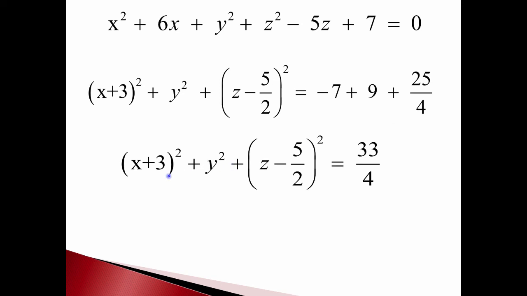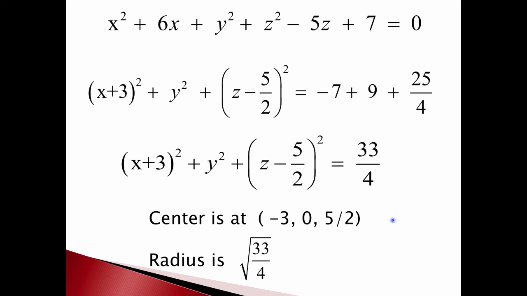And remember, it's always x minus the coordinate of the center, y minus the coordinate of the center, z minus the coordinate of the center. So my center is at negative 3. That x plus 3 we have to think of as x minus negative 3. So the center is at (negative 3, 0, 5 halves). And the radius squared is 33 over 4, so the radius would be the square root of that, the square root of 33 over 4.